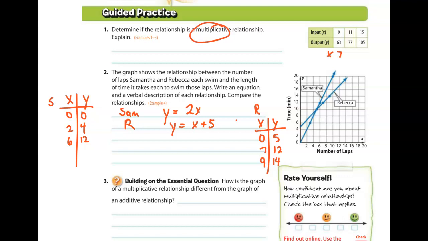Lastly, it's asking us to write a verbal description. So go ahead and answer the following questions about the verbal descriptions. We're interested in whether these are linear equations, whether they're multiplicative, whether they're additive, whether they go through the origin. Answer the following questions.